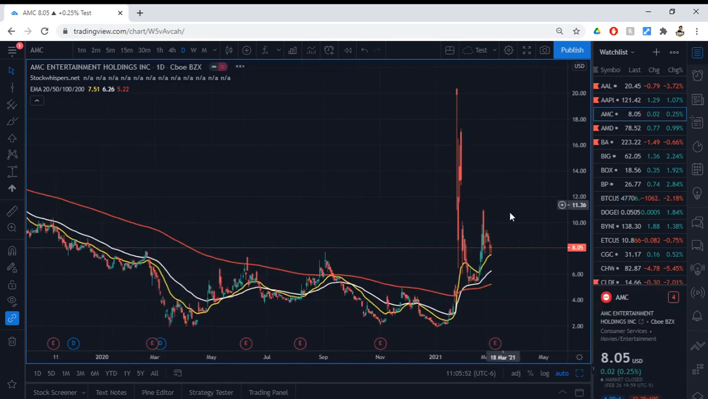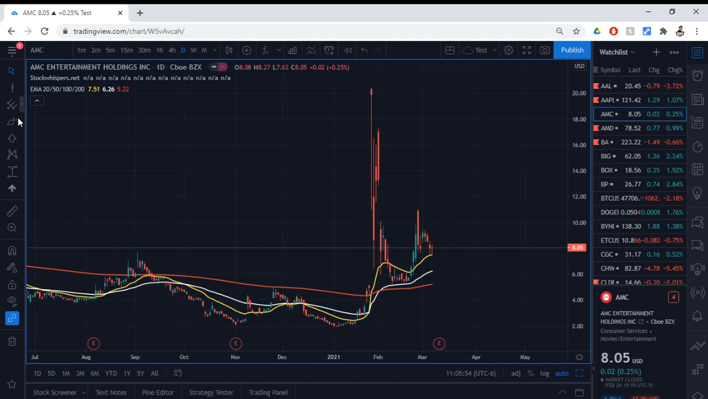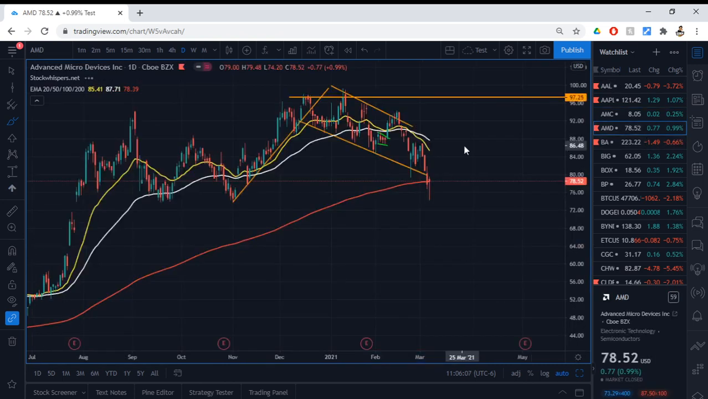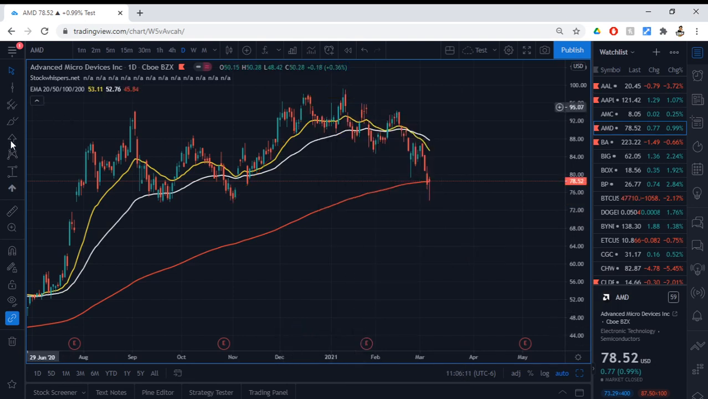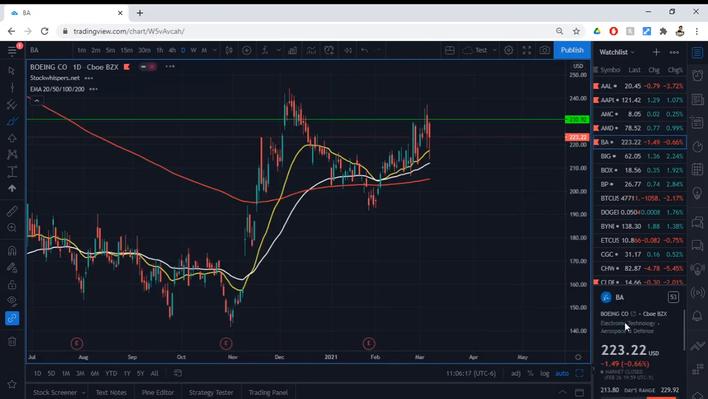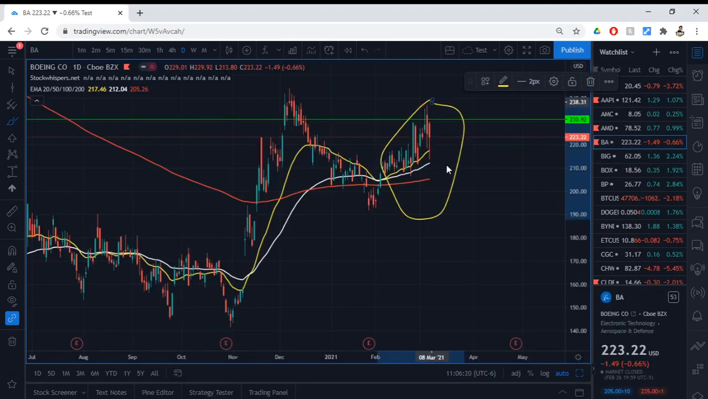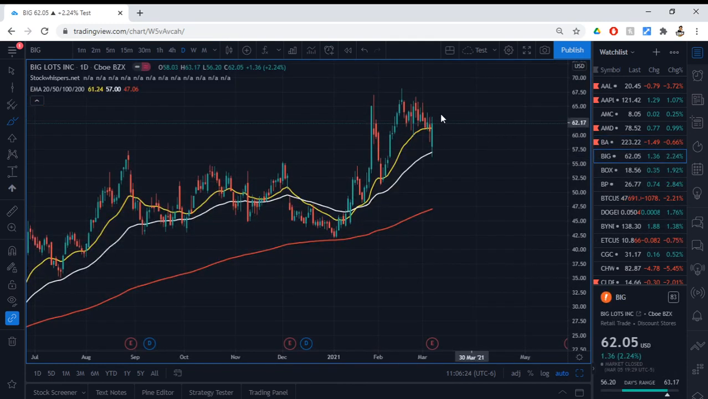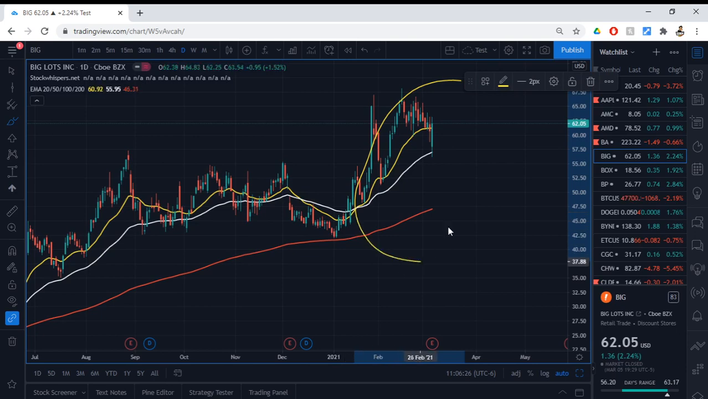Let's go to AMC. Okay. AMC. This is where we want to trade AMC. And we're not yet discussing how we're going to trade it. We're just trying to see if it's a tradable candidate. Okay. Do we want to trade AMD in this area? No. Boeing? Yes. Right? BIG? Yes, ever since this area here.